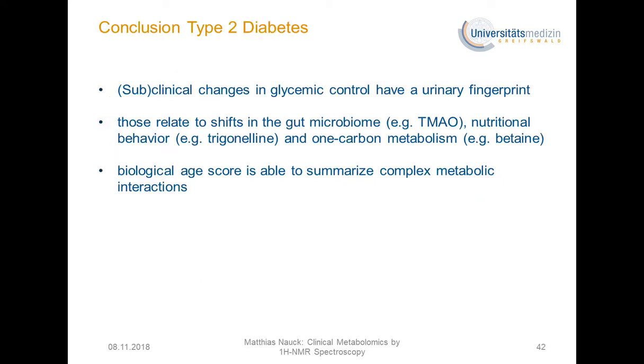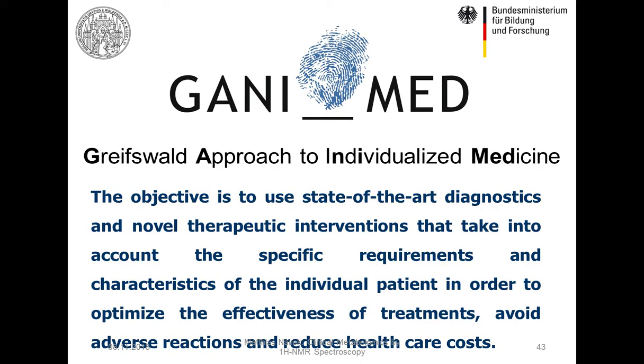So I want to conclude the type 2 diabetes topic. Subclinical changes in glycemic control have a urinary fingerprint. Those relate to shifts in the gut microbiome, nutritional behavior, and 1-carbon metabolism. And the biological age score is able to summarize complex metabolic interactions.